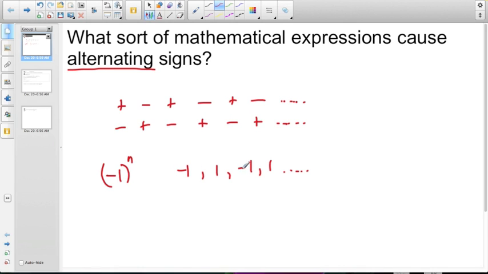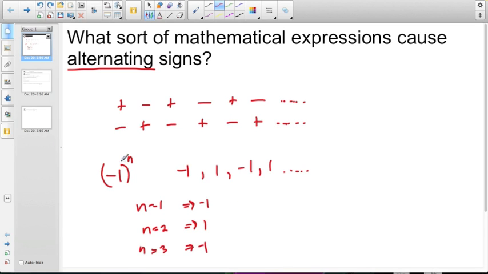So when n equals 1, this expression equals -1. When n equals 2, that expression equals, I forgot the negative sign there, that expression equals 1. When n equals 3, that expression equals -1, and so forth. So that's one way to get an alternator.